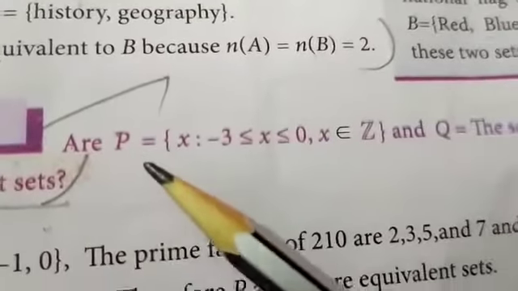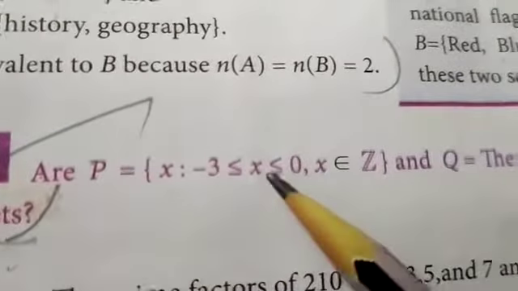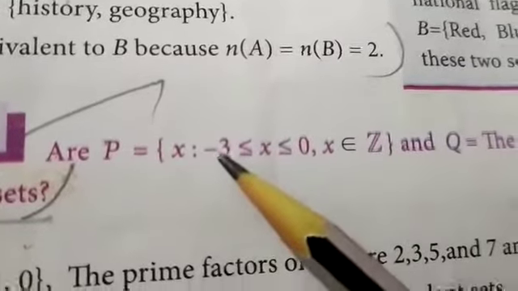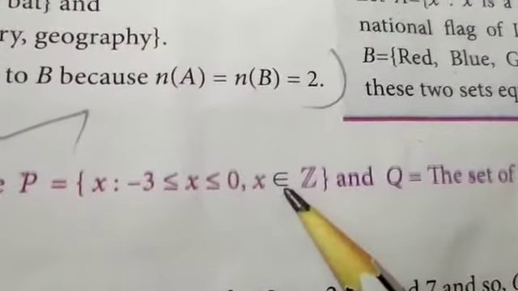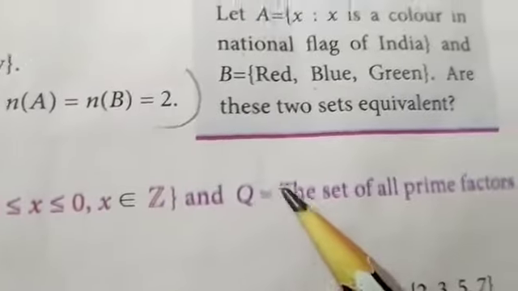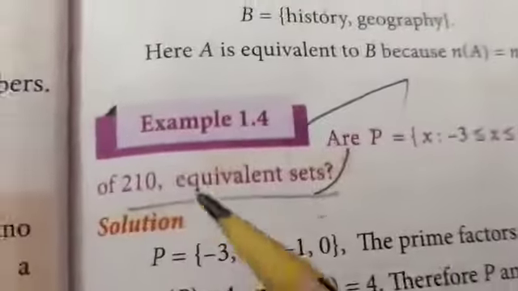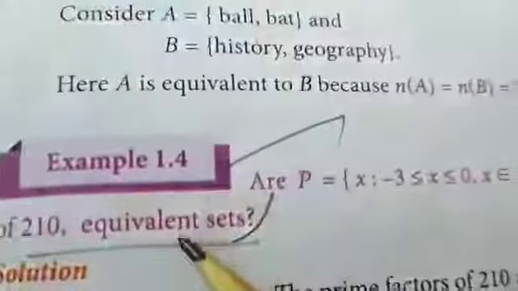So example number 1.4, P equal to x where x is greater than or equal to -3 and smaller than or equal to 0, and x belongs to integers, and Q equal to the set of all prime factors of 210. Are they equivalent sets?